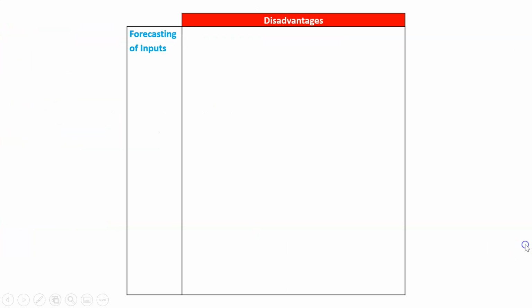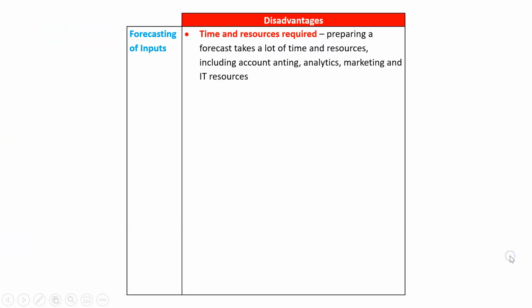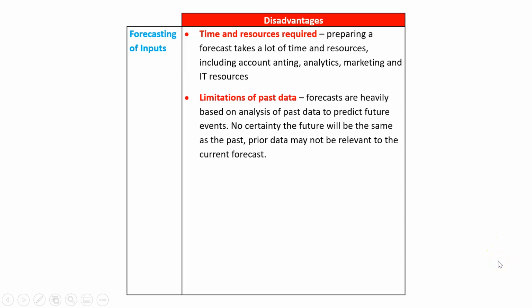What about some disadvantages? Why doesn't every business do this if it's all so good? Well, we could say it takes a lot of time and resources to do a really good forecast, especially for something as complicated as making a car. You're going to need a lot of accountants, analytics people, marketing people, IT people, and a lot of businesses don't actually have all those resources.